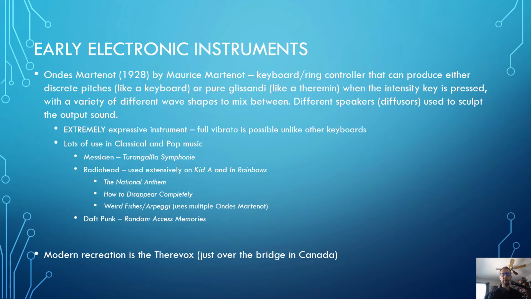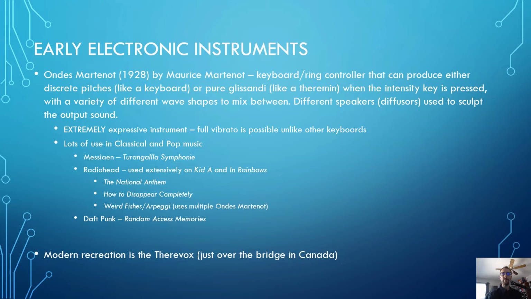Beyond the theremin, there were some other very interesting electronic instruments, chiefly the Ondes Martenot, which was created in 1928 by Maurice Martenot over in France. It uses a keyboard and ring controller attached to a ribbon. You would stick your finger in the ring and then move it horizontally, and that would allow you to produce either discrete pitches like a keyboard or pure glissandi, gliding from note to note like a theremin when someone held down the intensity key.